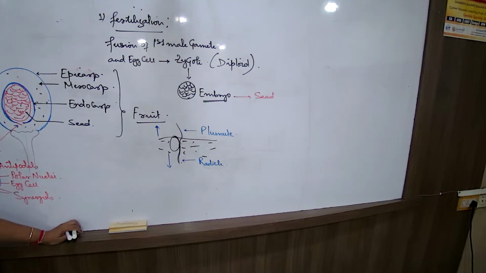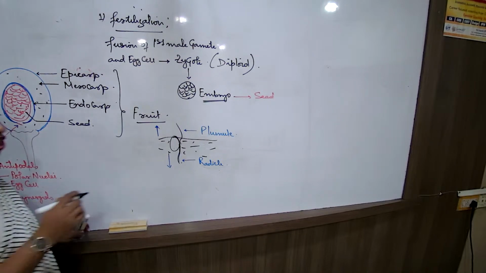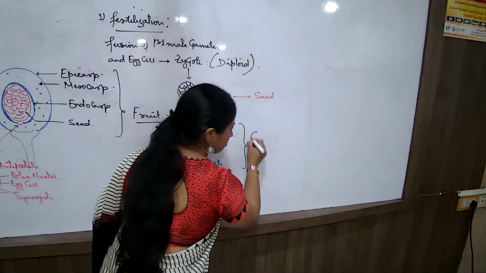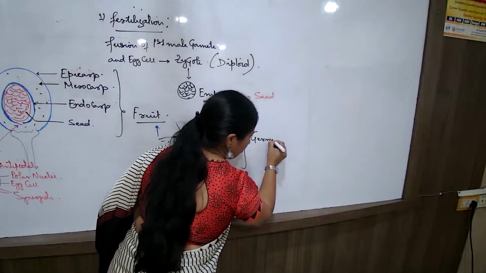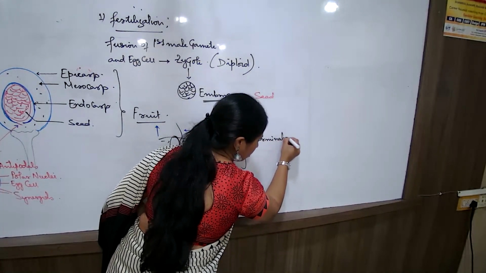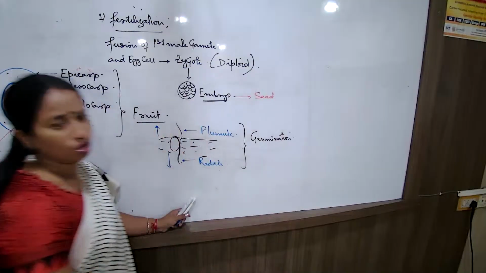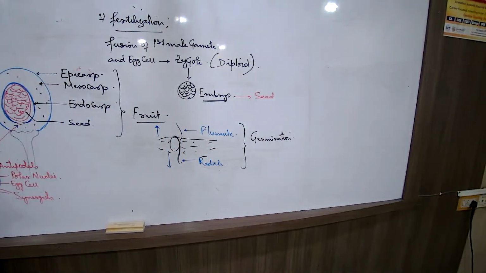What is this process known as? Germination. This process is known as the process of germination. What is germination leading to? Formation of a new plant. So then what is the definition of germination? You write the formation of a young plant or a seedling from a seed. Process of formation of a seedling.